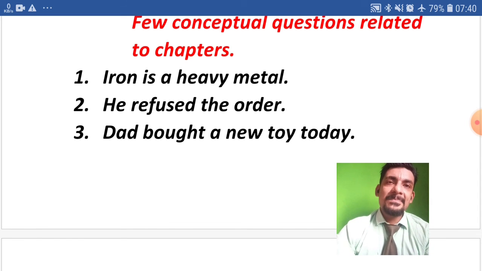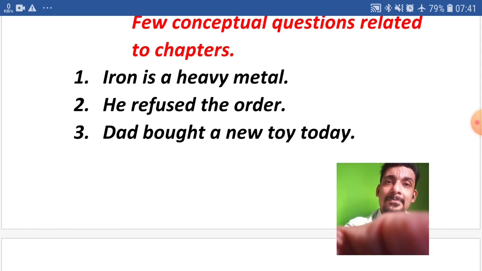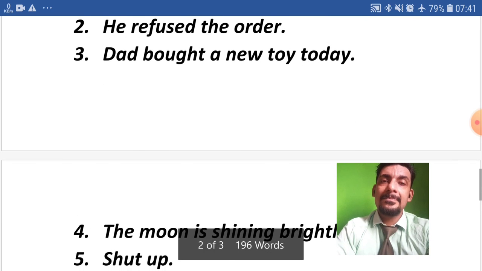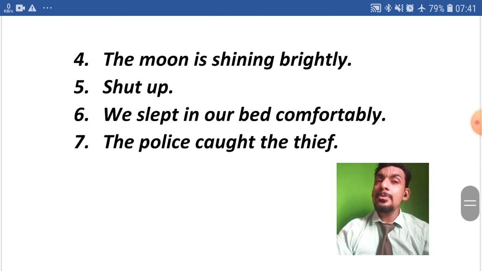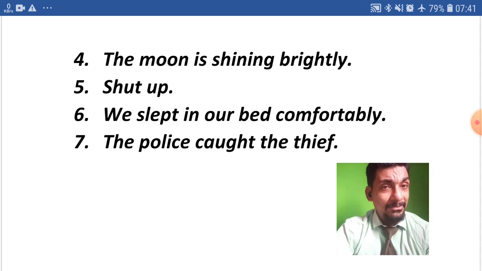Few conceptual questions related to chapters. Question number 1, iron is a heavy metal. Question number 2, he refused the order. Question number 3, dad bought a new toy today. Question number 4, the moon is shining brightly. Question number 5, shut up. Question number 6, we slept in our bed comfortably. And finally, question number 7, the police caught the thief.